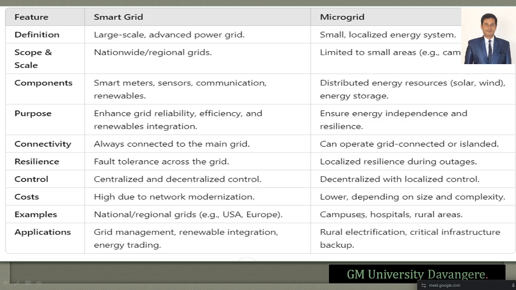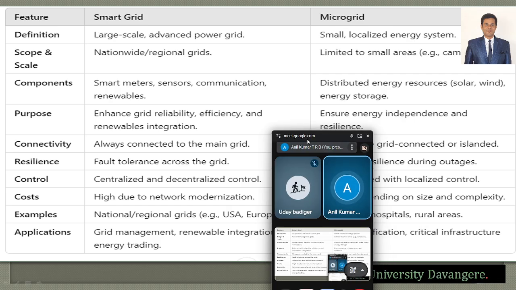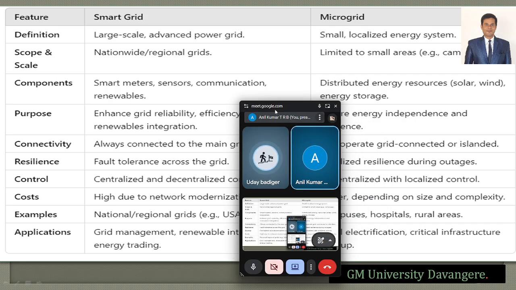Okay, it is applied in the campuses and hospitals and rural areas, correct? So if you see the application, microgrid is applied to the rural electrification and critical infrastructure backup, where a backup is required, essential, right? And also smart grid can be applied in the grid management system. Okay, is that clear, Uday? Yes, sir.